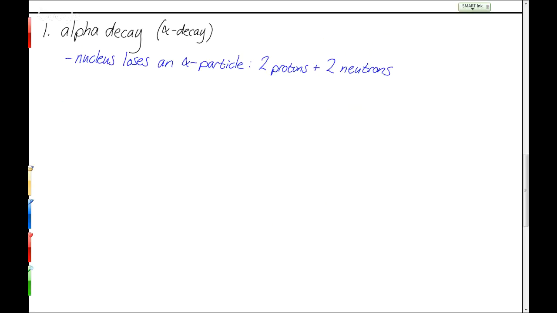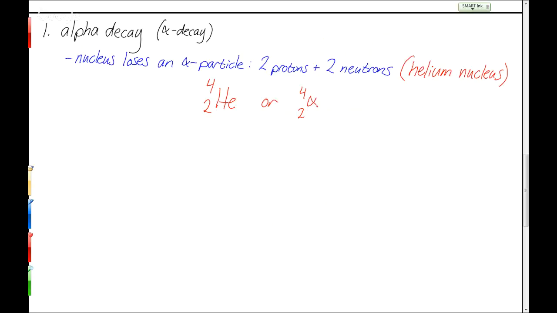So this is actually a helium nucleus. And so we write the alpha particle as if it were helium, like this. So that's an alpha particle. Sometimes, less commonly, you'll see it written with an alpha instead. But since we know that's a helium nucleus, we're probably going to see it the first way more often.